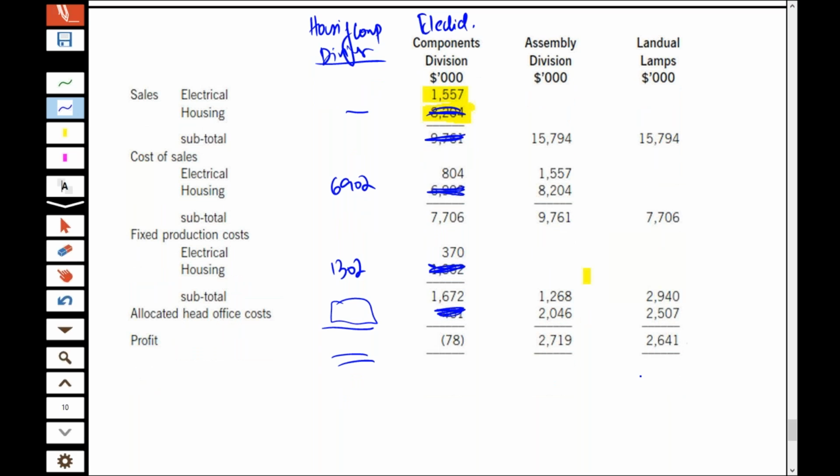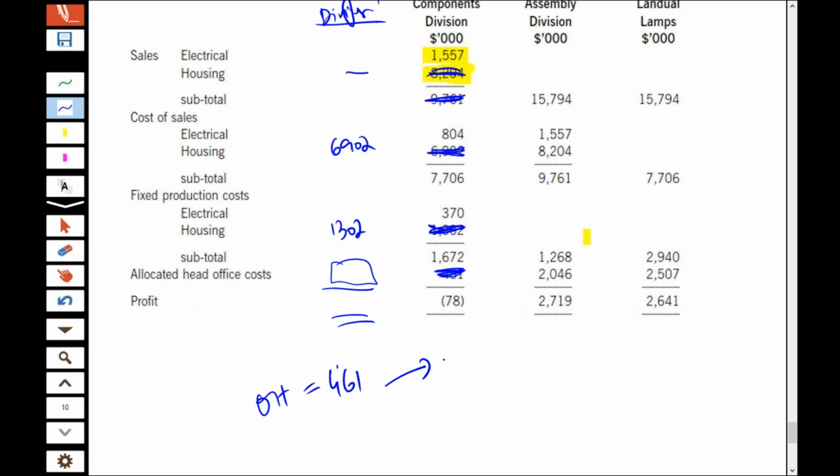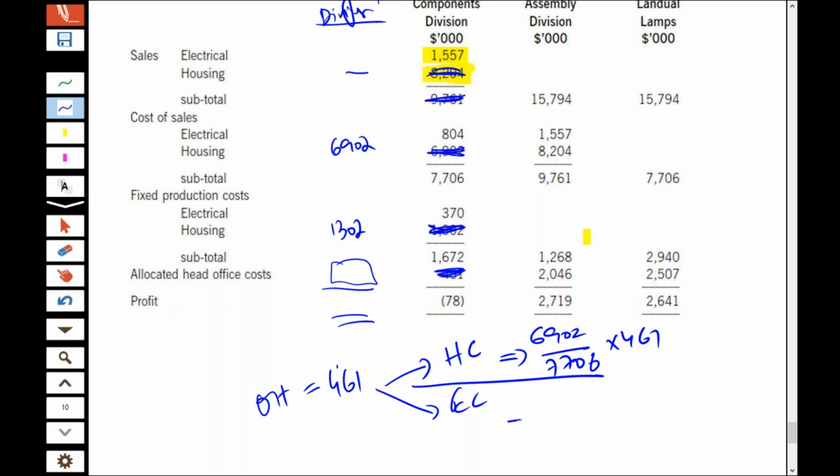So the head office overheads that were supposed to be allocated were what? 461. Of this 461, housing component and the electrical component. The housing component is going to be what? The cost of sale is 6902 upon 7706 multiplied by 461. For the electrical component, it's going to be 804 divided by 7706 multiplied by 461.